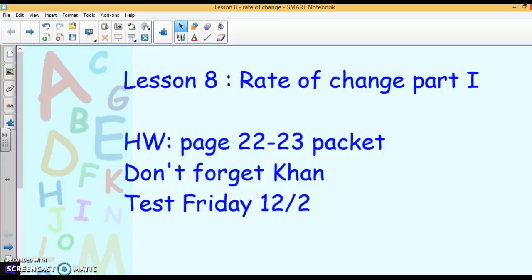Right, the lesson that we're talking about today is the proportional unit, lesson 8, rate of change, part 1. The homework that goes along with this is listed.